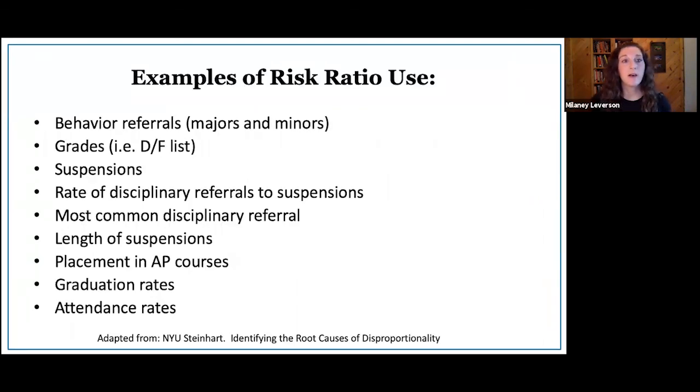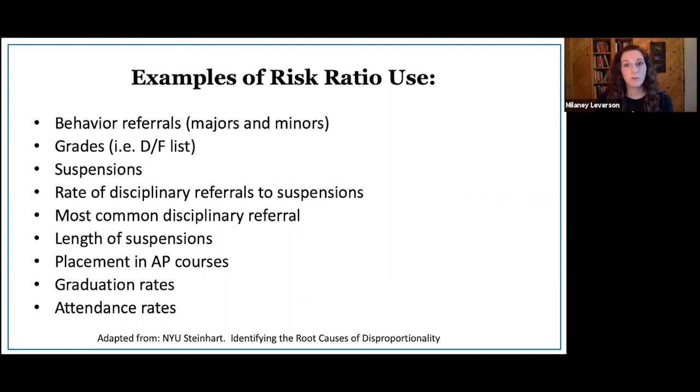So we've included some other examples of ways to use risk ratio. Frequently in PBIS land, we talk about risk ratio with behavior referrals. And if you've attended other sessions with me, even today, you would have heard me talk about how patterns across the state and across the nation indicate that students of color frequently get more behavior referrals than white students. They frequently get more intense disciplinary reactions to similar referrals than white students would get.